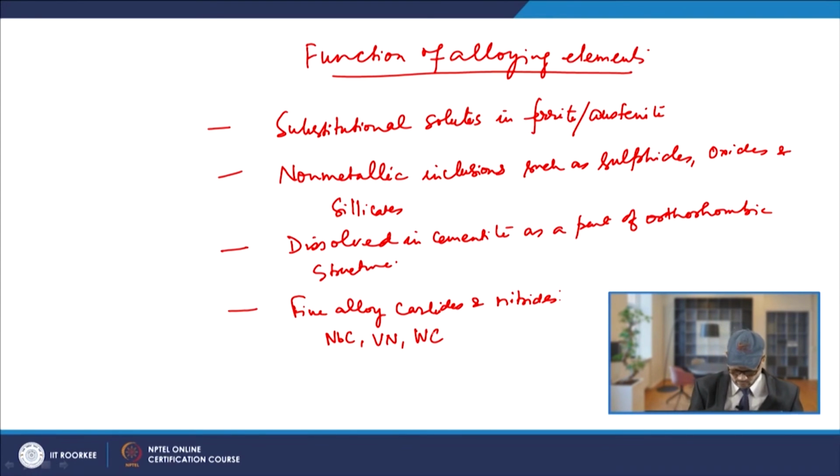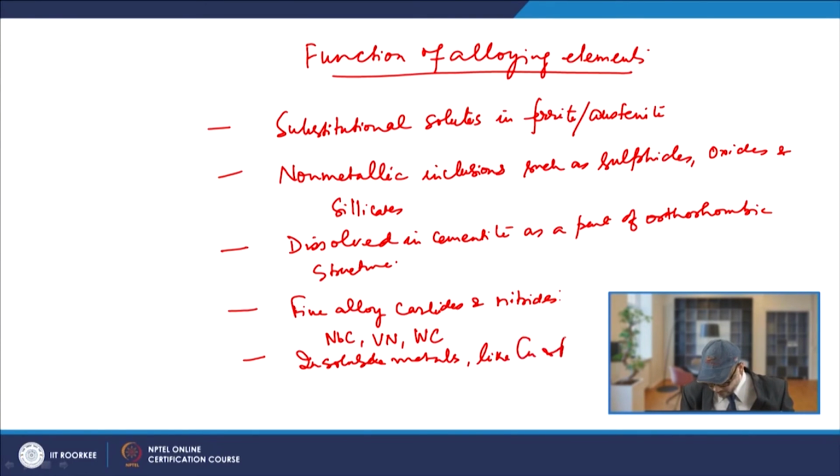And then you have also insoluble metals like copper and lead. So, this way you have different types of alloying elements, and their roles are different, as we have understood.